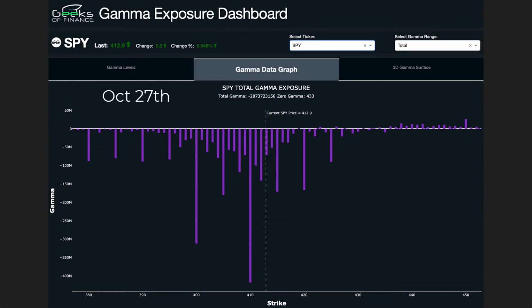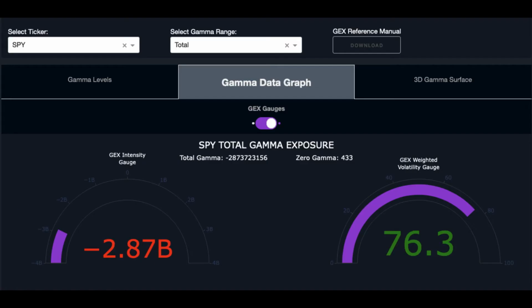The morning of October 27th, you can see total gamma for the SPY was negative 2.8 billion, which is a very, very stretched negative reading for our gamma exposure levels. We knew we were near an extreme reading on our GEX intensity gauge, and this was signaling to us that a bounce was imminent and that we should cover our short positions and potentially start going long.